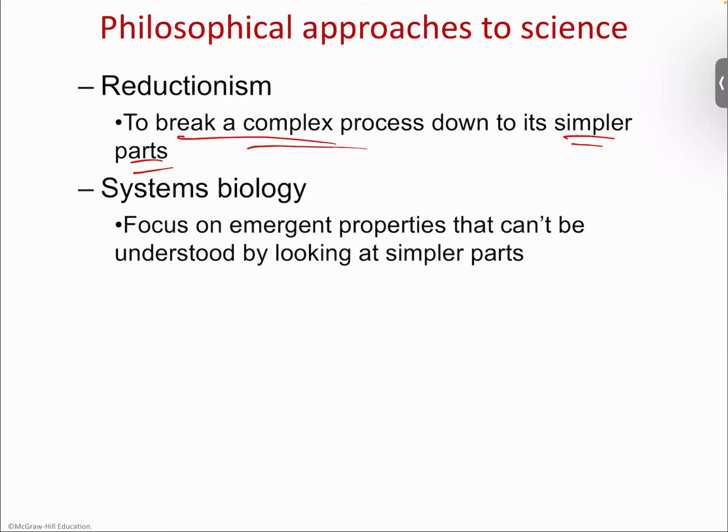The other thing is systems biology. This is an entire field of biology, but it is also a philosophical approach. This is essentially when you're looking at biology as an amalgam, or a summation, of all those emergent properties. We talked about the emergent properties associated with going from one level up to the next.